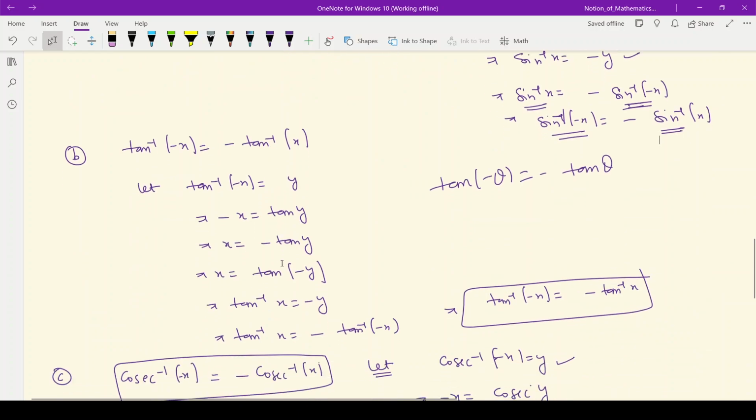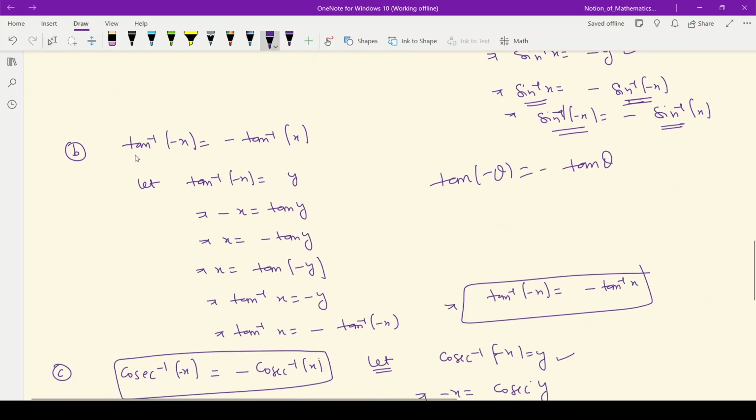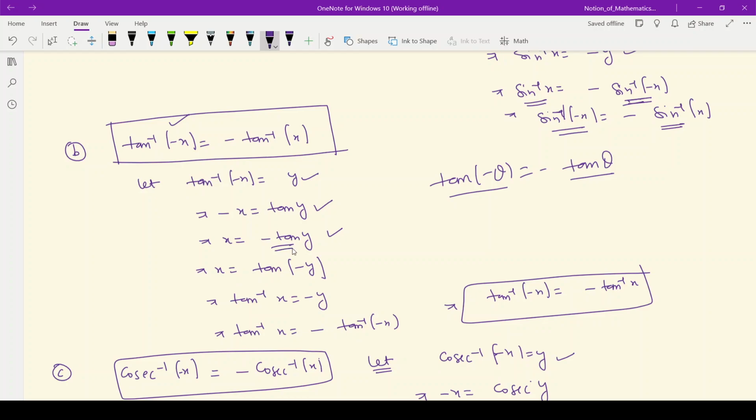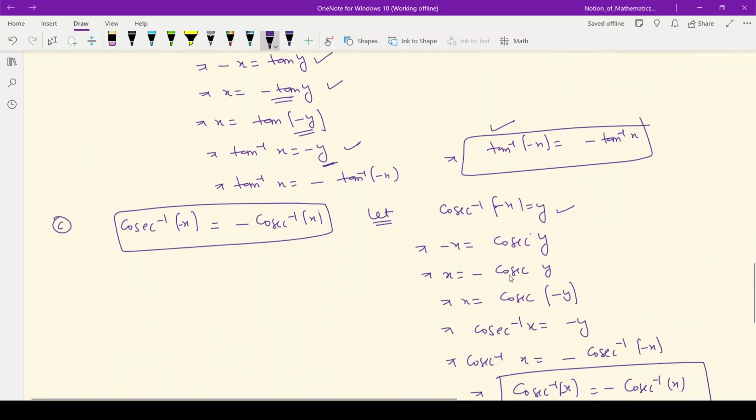Thereafter the second property to be proved is tan inverse of minus x is minus tan inverse of x. For the proof of this property, I have taken tan inverse of minus x is y, or minus x is tan y, or x is minus of tan y. And we know tan minus theta is minus tan theta, so minus tan y is tan minus y. So ultimately it can be written like tan inverse of x is minus y, or this value of y can be taken from tan inverse of minus x. Ultimately tan inverse of minus x is minus tan inverse of x.